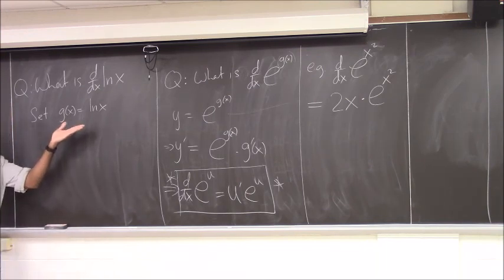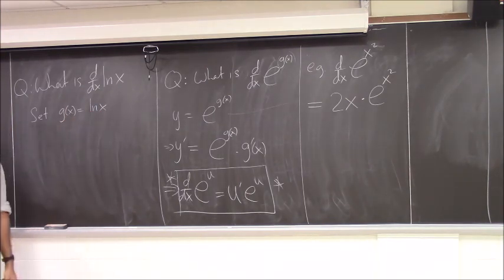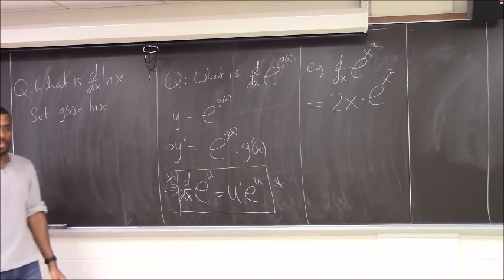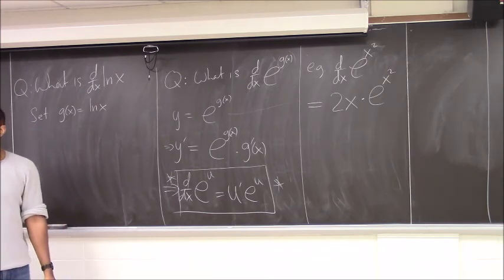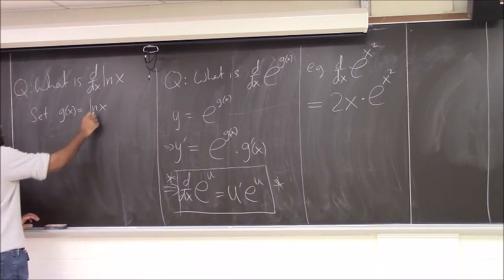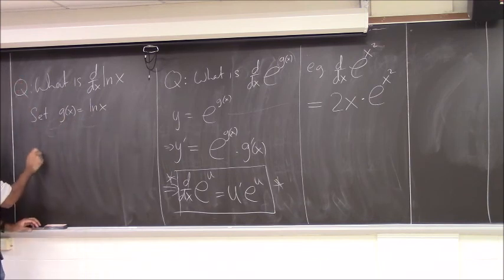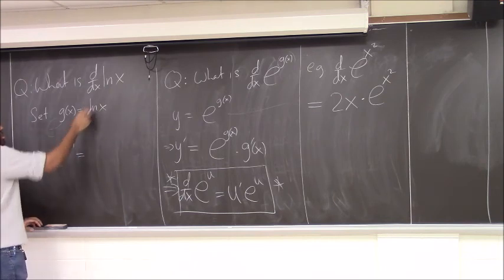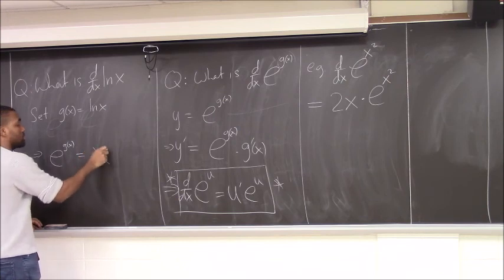So one thing you might want to do is if there's a log in your expression and you don't know how to deal with it, you get rid of the log. How do we get rid of logs? Raise both sides to the e. Use exponentials to kill logs. So I can do this. So what I have now is e to the g of x equals, these guys kill each other, and that's x.